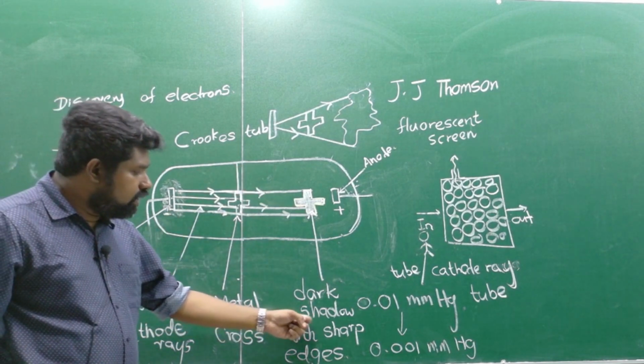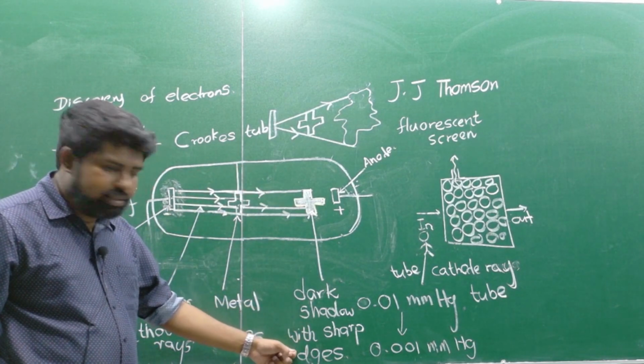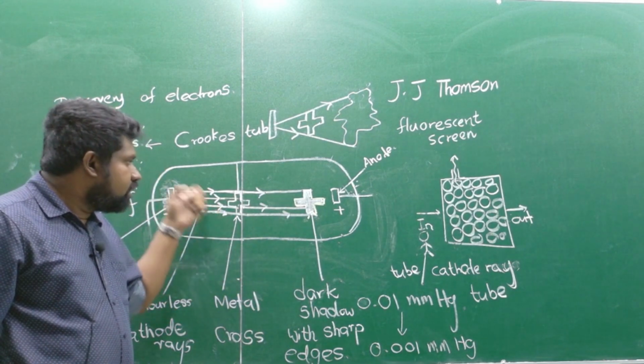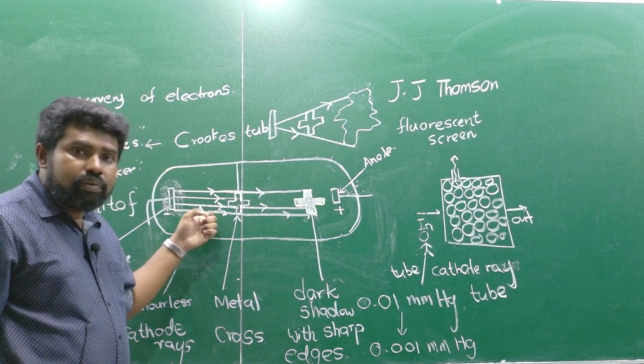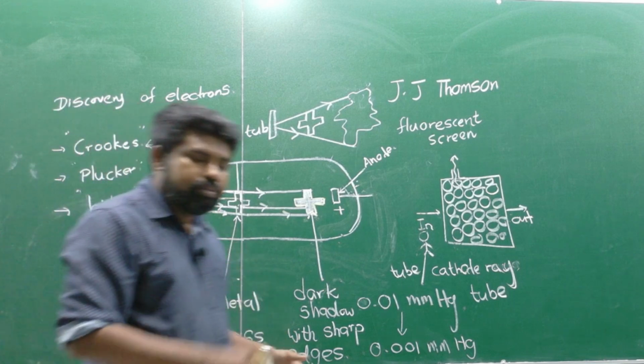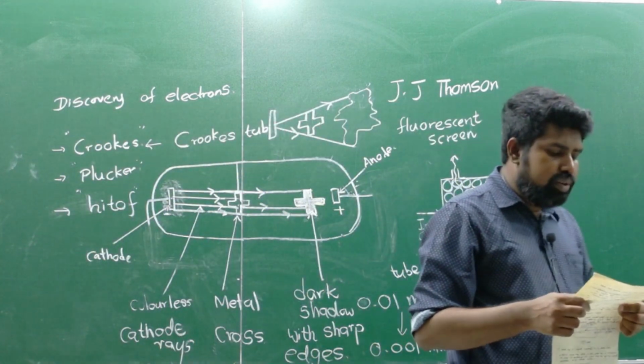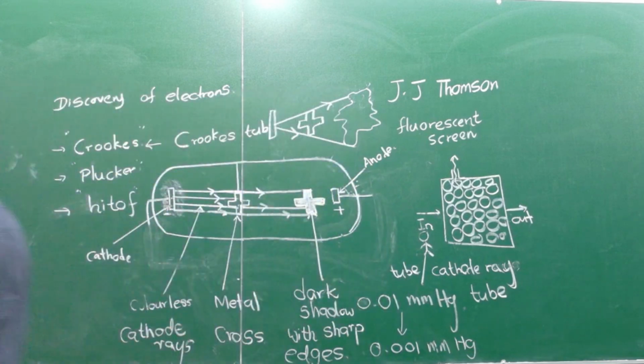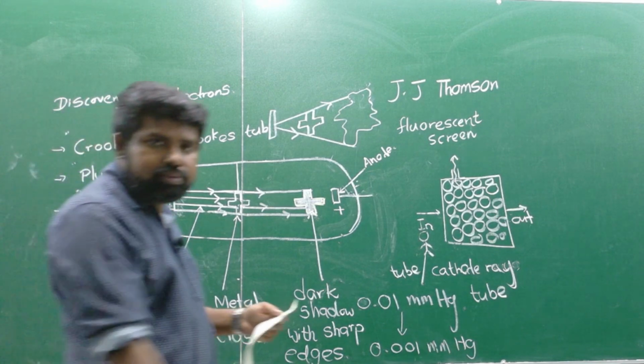So due to this observation, the sharp edges in the shadow, Thomson concluded that cathode rays should travel in straight line paths. Write down. Number 1, cathode rays travel in straight lines. You have already written that one. Cathode rays travel in straight lines. Now write the note.